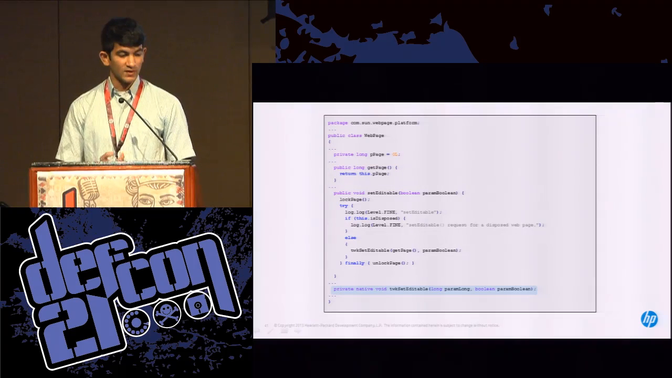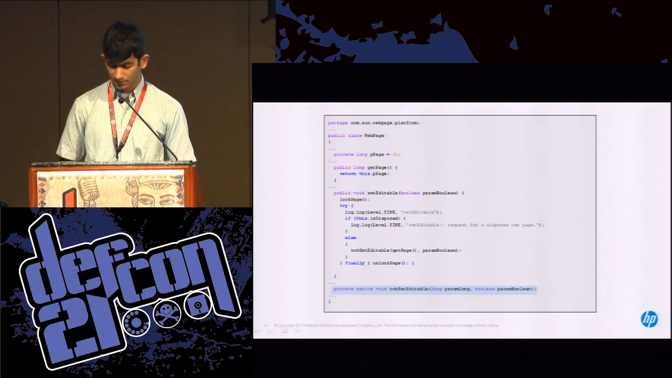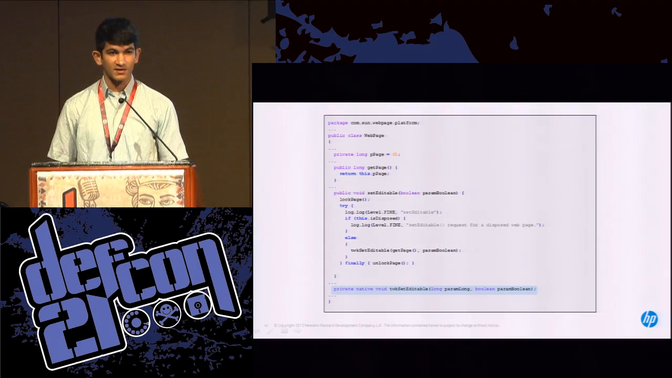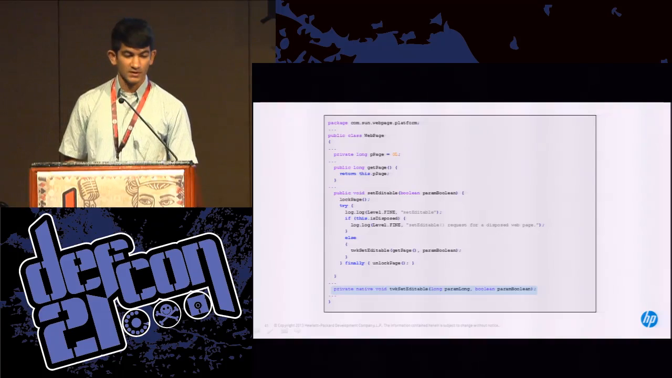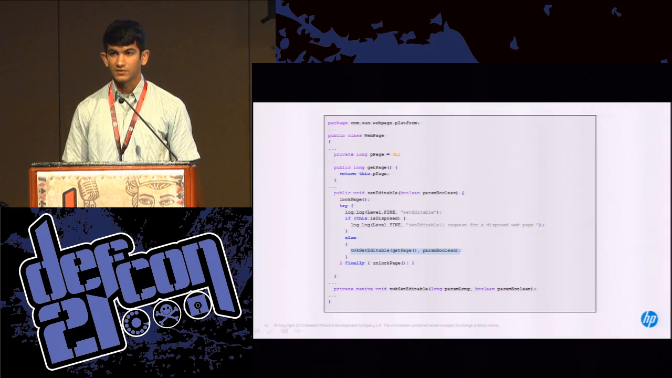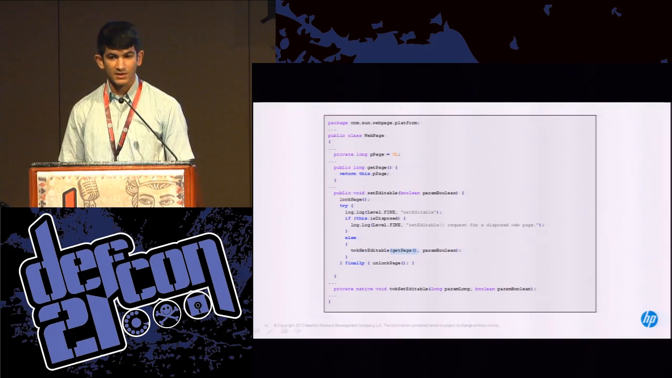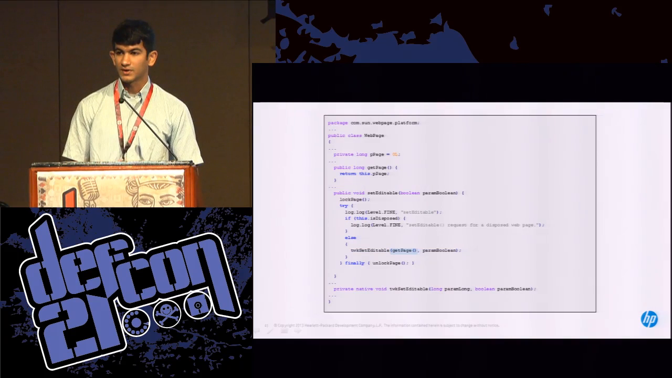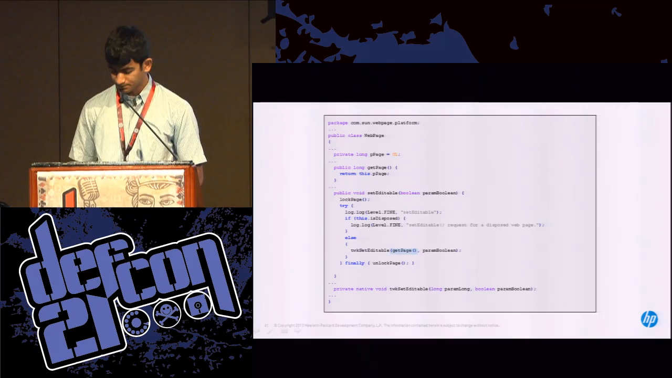And here is one of the native functions, twkSetEditable. It's private, but above it we can see that there's a setEditable function that is public, so we can actually call it. And within it we see a call to twkSetEditable where we're using getPage, the value returned by getPage, as the parameter.